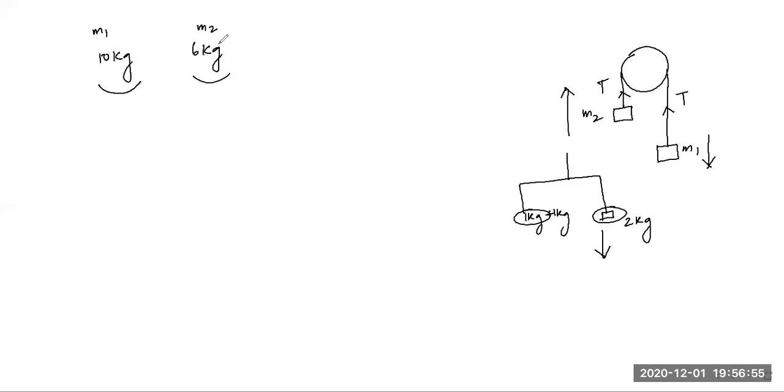Now it says at two ends of an inextensible string, pass over a smooth frictionless pulley. Calculate the acceleration of the system and tension in the string.